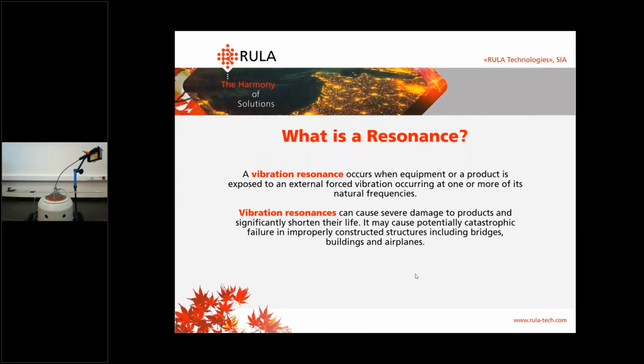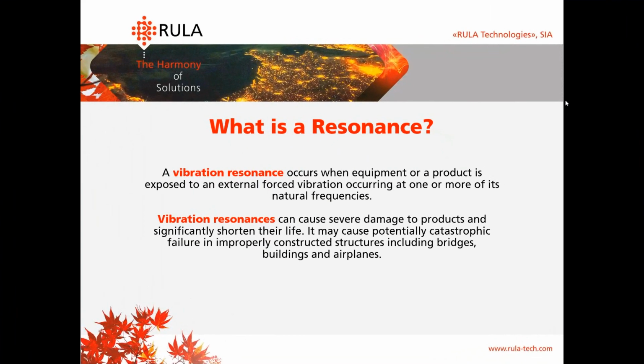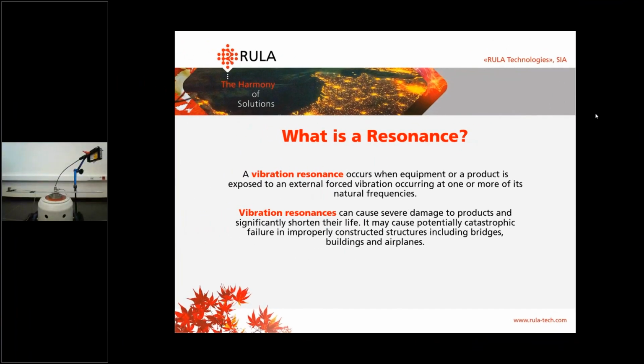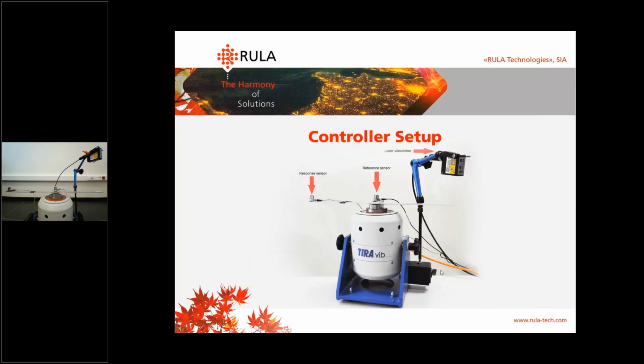Let me show you how you can run resonance search tracking in RulerTech controller devices. Here you can see our current setup, which we are going to use in our tests. On the top of the shaker's table you can see a reference sensor, an accelerometer. On the left side of the beam you can see a response sensor, which is also an accelerometer. On the right side you can see a laser vibrometer, which will be used in fatigue tests.